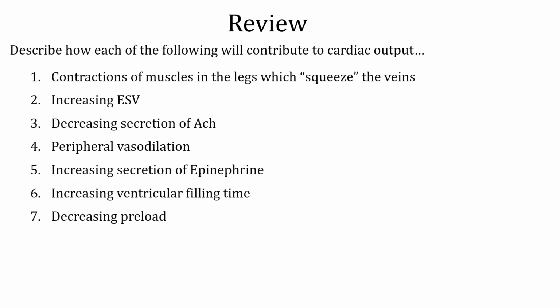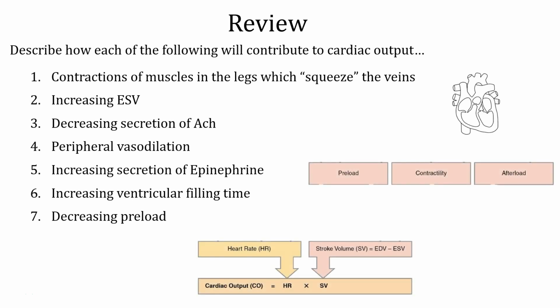So, describe how each of the following will contribute to cardiac output. Here's 7 different scenarios. And again, keep this flow chart in mind, and also keep a picture of a heart in mind, because sometimes that's helpful as well.